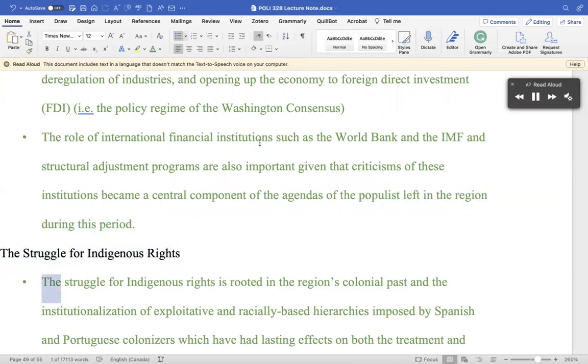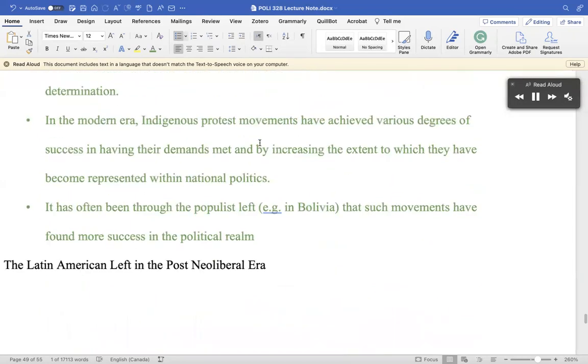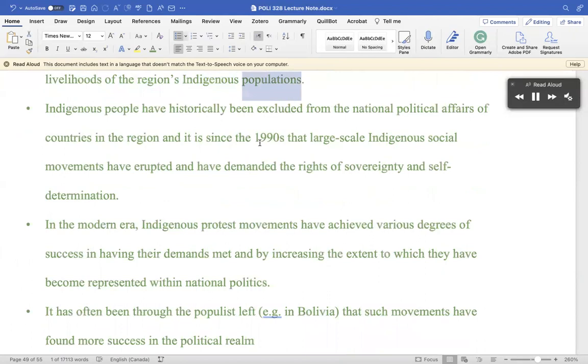indigenous rights. The struggle for indigenous rights is rooted in the region's colonial past and the institutionalization of exploitative and racially based hierarchies imposed by Spanish and Portuguese colonizers, which have had lasting effects on both the treatment and livelihoods of the region's indigenous populations.